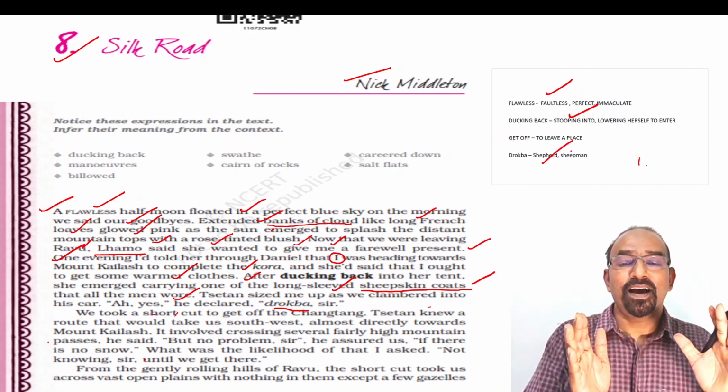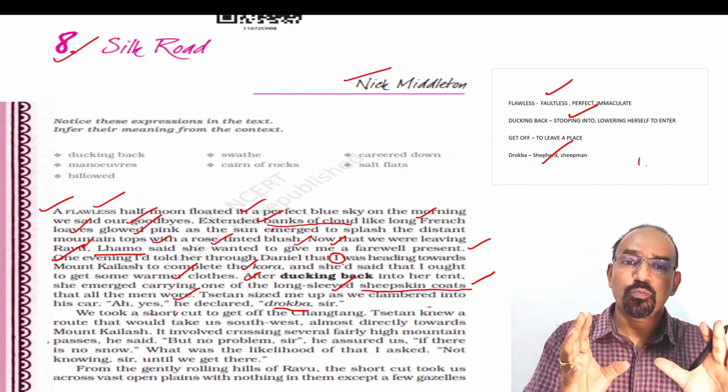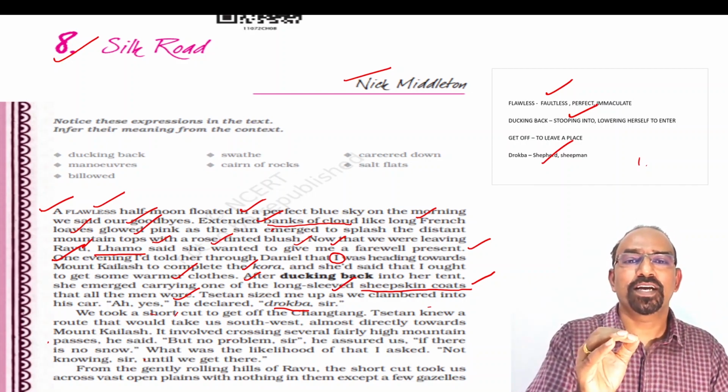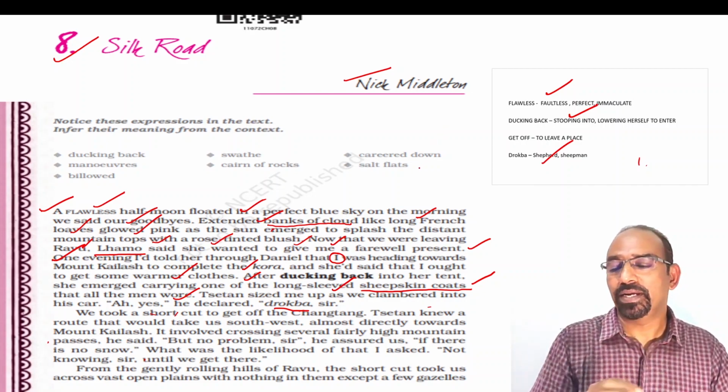Yes, after wearing this, you would look like a shepherd, a Drogba son. That is the pleasant comment that Satan, the driver, made.